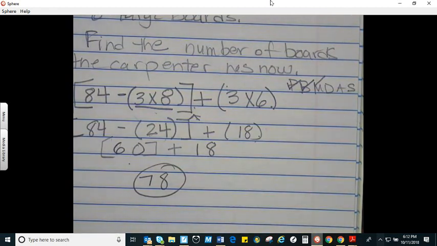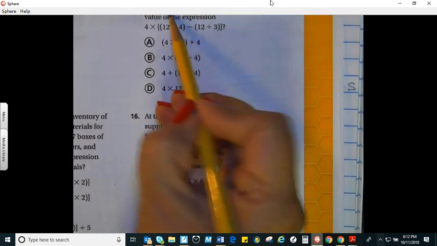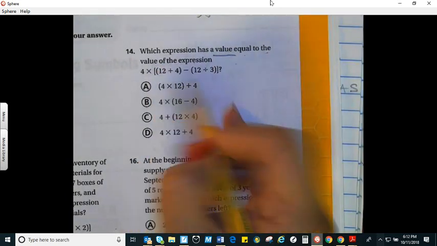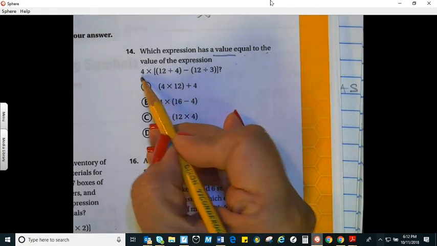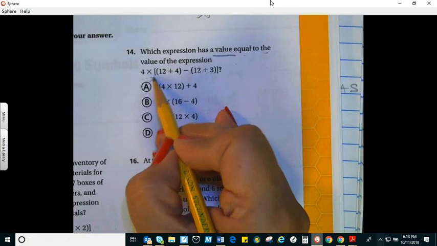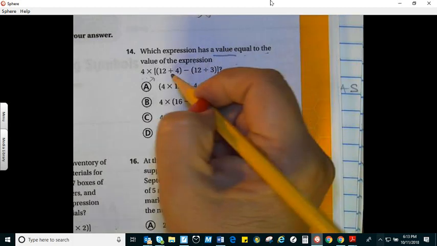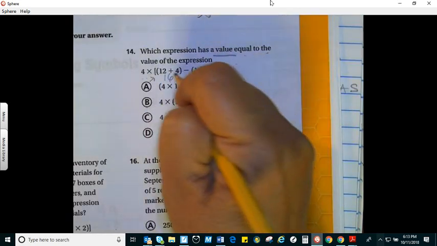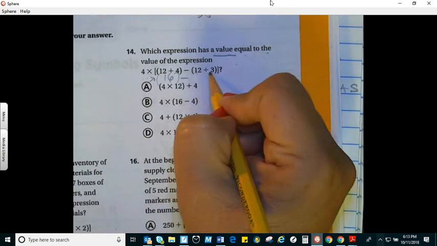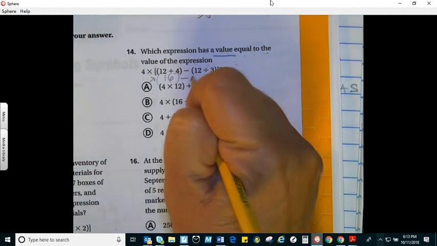All right, let's look at this next one, number 14. Which expression has a value equal to the value of the expression? Okay, so 4 times, and then we have to go to the bracket. What is 12 plus 4? 16. Minus, what's 12 divided by 3? 4. I'm going to close this up. And I need it to multiply that one.